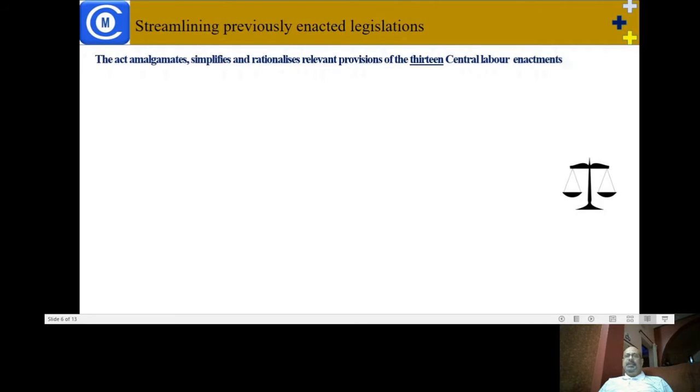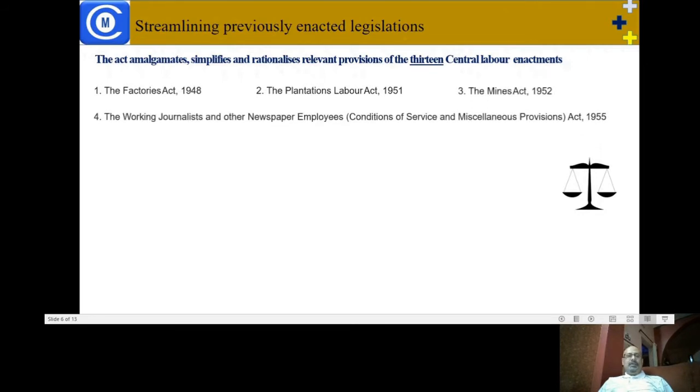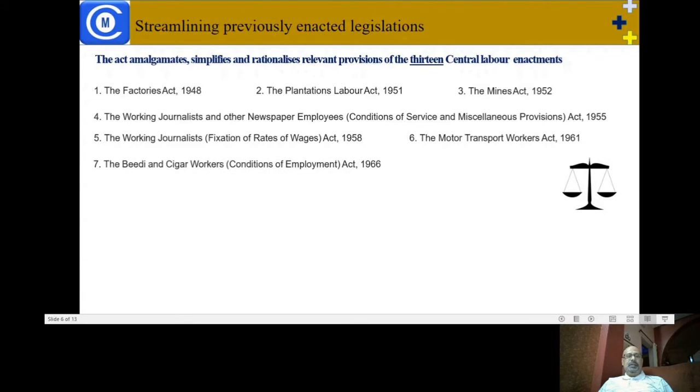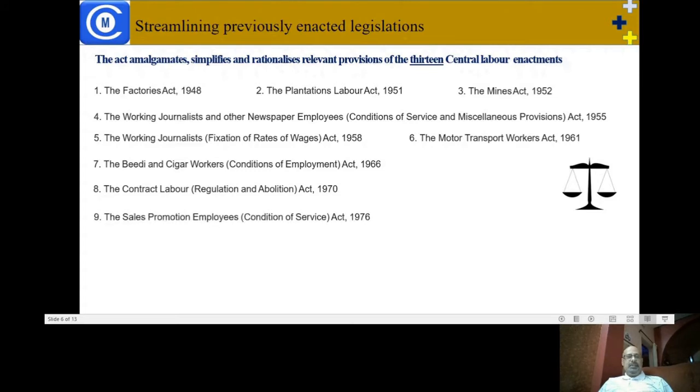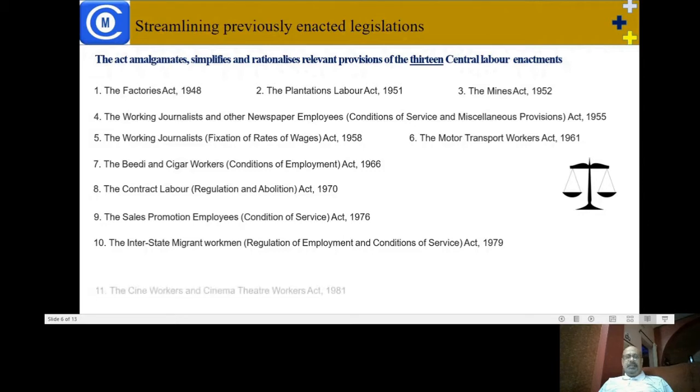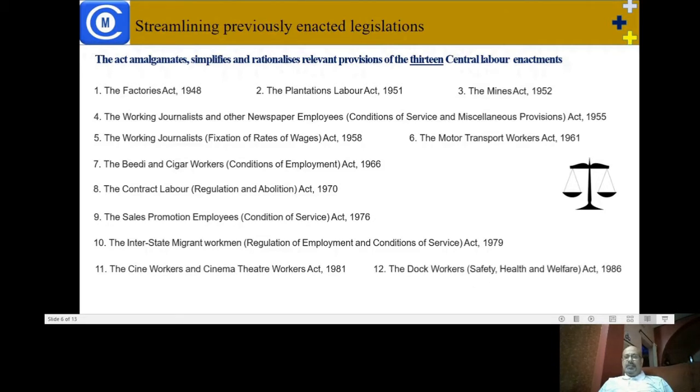The 13 laws which have been simplified, amalgamated, and rationalized are the Factories Act, the Plantation Labour Act, the Mines Act, the Working Journalist and Other Newspaper Employees Act 1955, the Working Journalists Act 1958, the Motor Transport Workers Act 1961, the Bidi and Cigar Workers Act 1966, the Contract Labour Regulation and Abolition Act 1970, the Sales Promotion Employees Act 1976, the Interstate Migrant Workmen Act 1979, the Cine Workers and Cinema Theatre Workers Act 1981, the Dock Workers Safety, Health and Welfare Act 1986, and the Building and Other Construction Workers Regulation of Employment and Conditions of Service Act 1996.